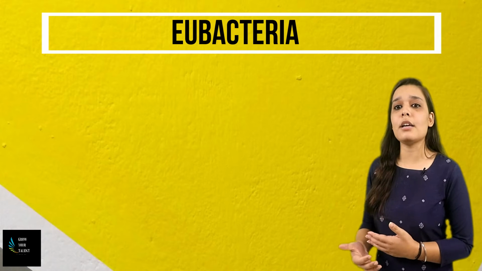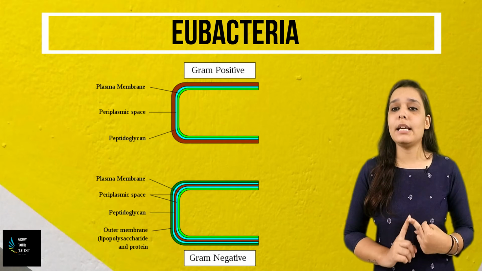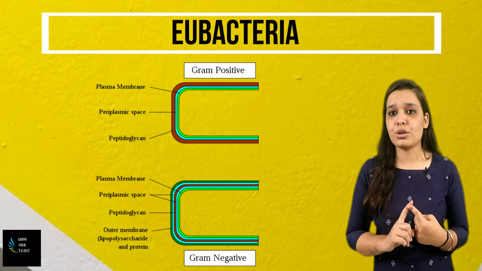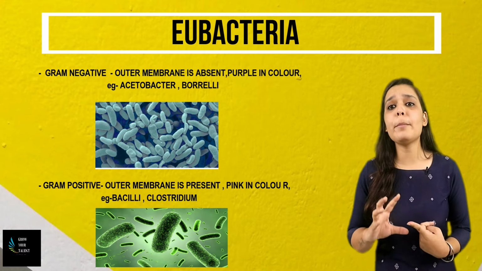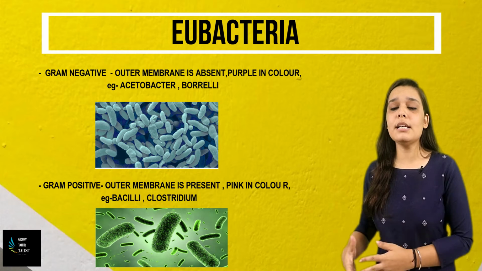We can categorize Eubacteria into two categories. First is the gram-negative and second is the gram-positive. In gram-positive, the outer membrane is present, and in gram-negative, the outer membrane is absent.